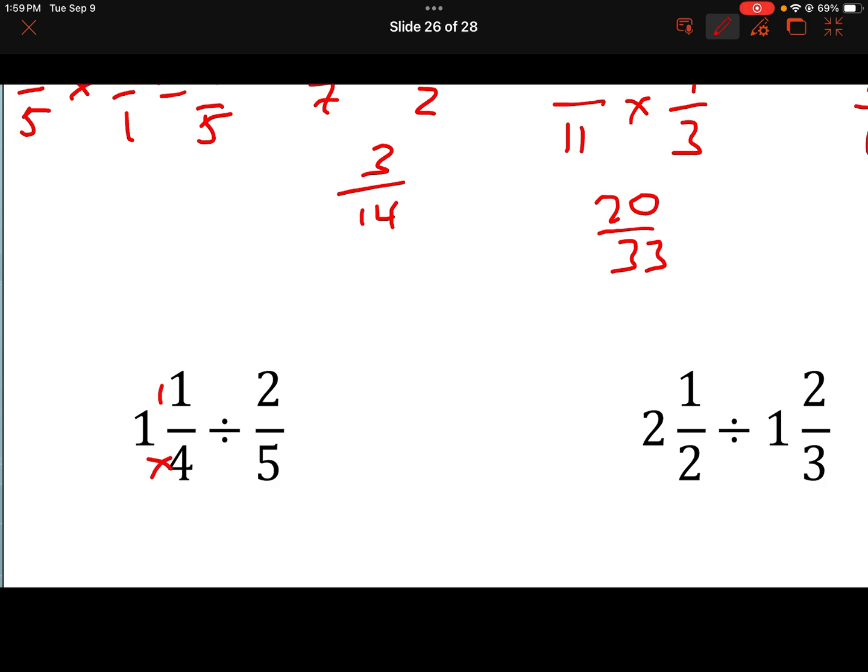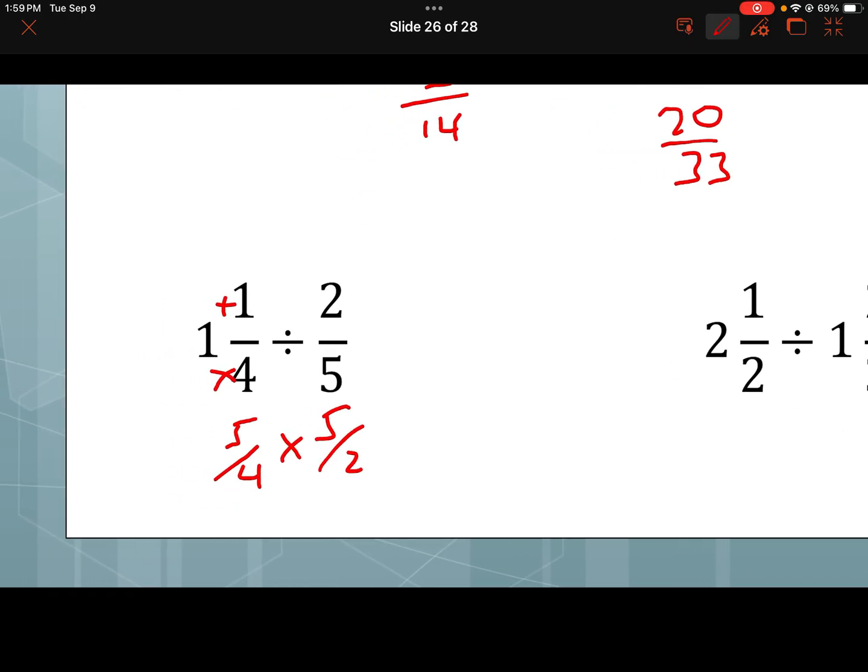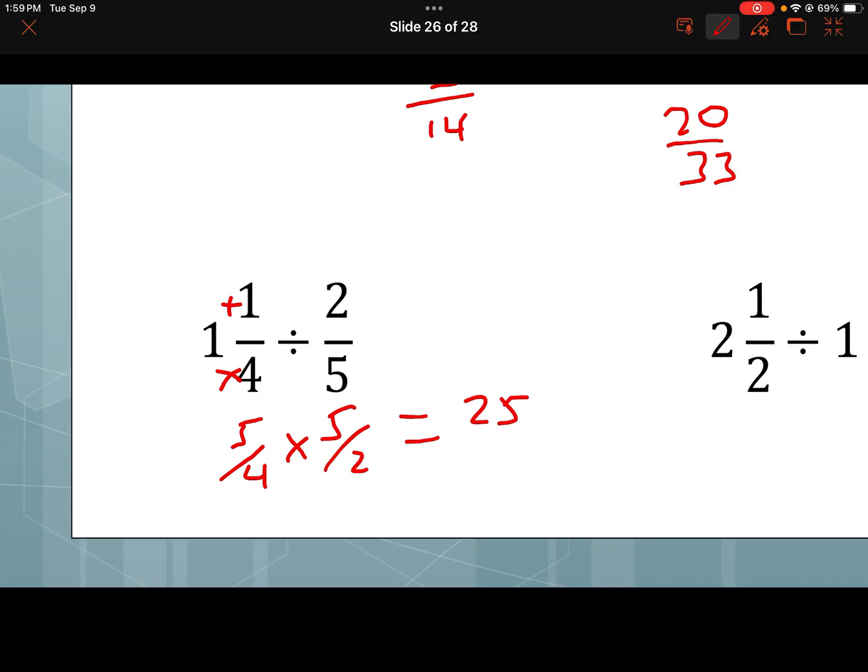And then turn it into improper. 1 times 4 plus 1 gets you 5 over 4 times 5 over 2. In general, I don't recommend doing too much at once, but I didn't think that was that bad. And that gets you 25 over 8, which again, you could turn into 3 and 1 over 8 if you wanted to.